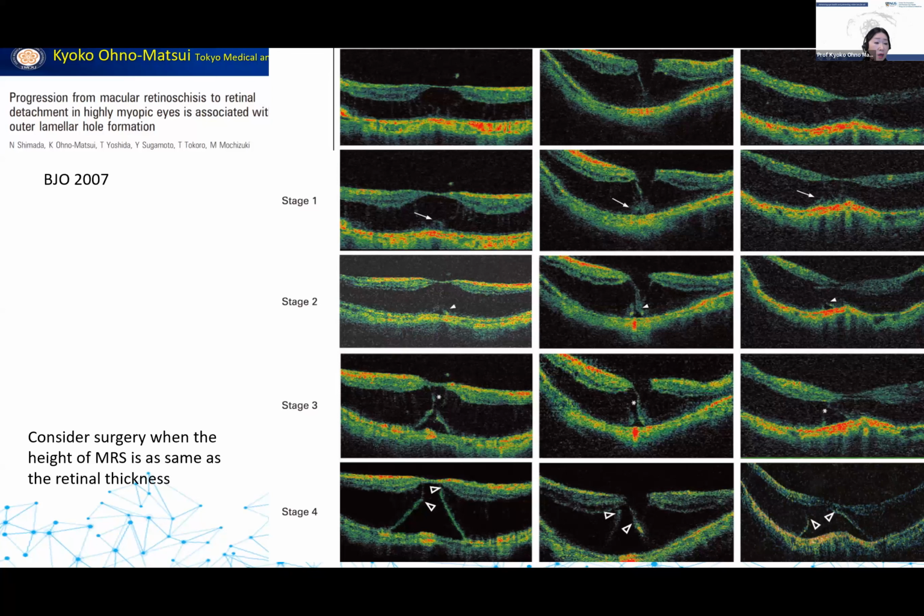So we experience that when the height of retinoschisis becomes the same as the retinal thickness, mechanical tension loaded onto the outer retina reaches the maximum, and soon after that, the outer lamellar hole develops. So these days, we consider surgery for patients with retinoschisis alone when the retinoschisis is as high as the retinal thickness. In other words, when the retinal thickness becomes double, we consider surgery.